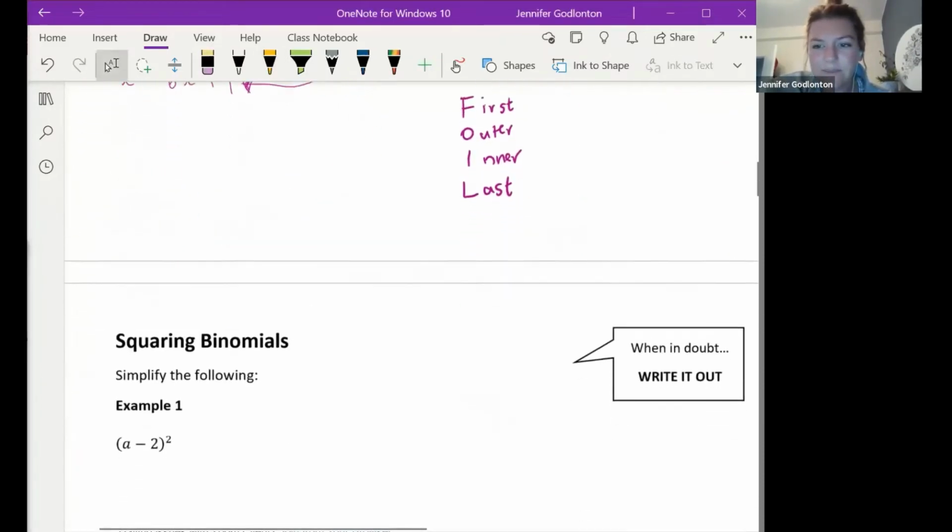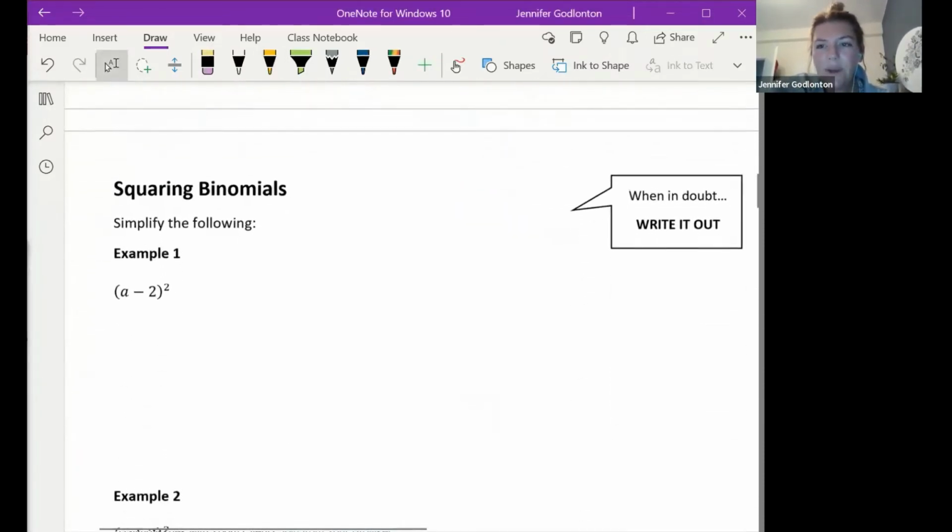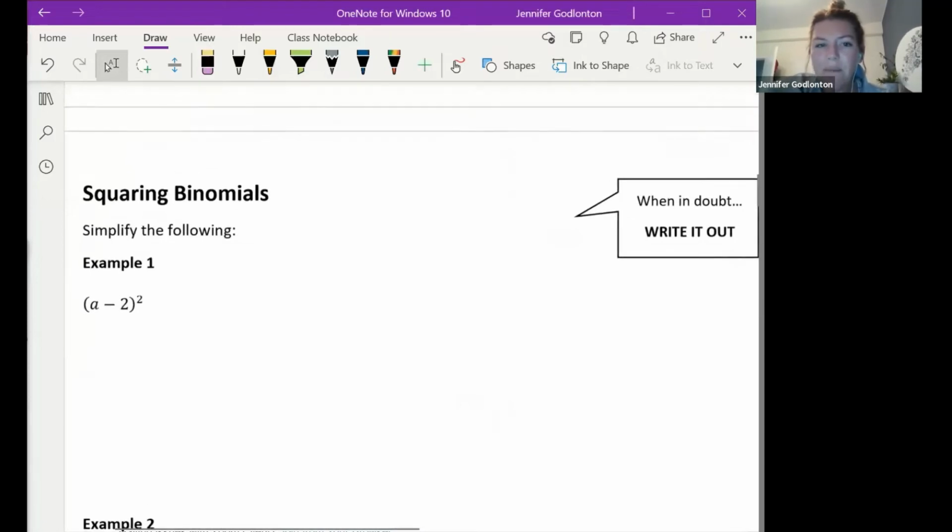Okay. Squaring binomials. Now, my moral of the story with squaring binomials is in this little speaker bubble situation over here, and I cannot say this enough. I know that people don't want to do it because it takes a little bit longer, but when in doubt, write it out. If you don't know what you're doing, write out what you're doing so that you don't make a mistake.